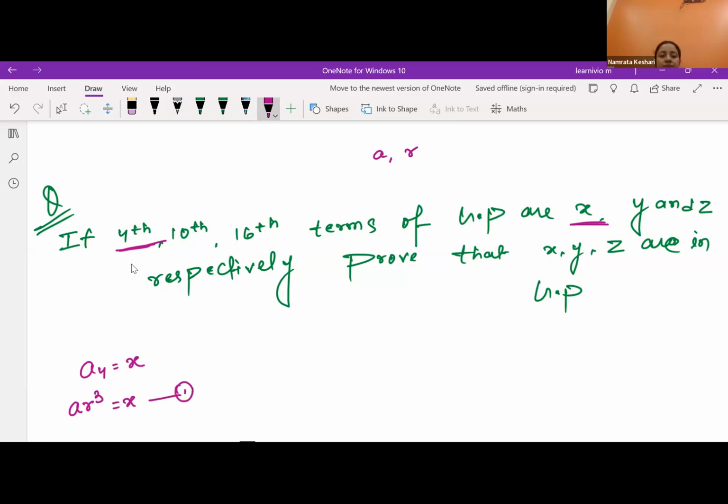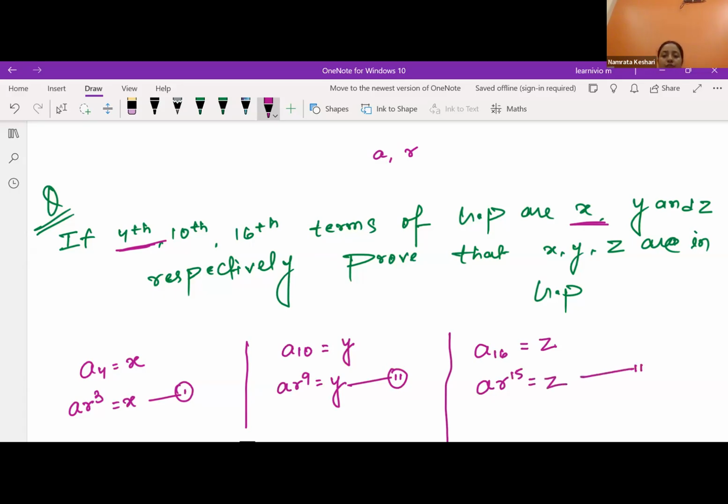Yes, ma'am. Okay. 10th term, A10, that is y. Now the 10th term according to the formula is A r to the power n minus 1. A is A, r is r, 10 minus 1 will be 9. That is y, equation number 2. Making sense? Yes, ma'am. Similarly, the 16th term is given to us as z. So we will write A r to the power n minus 1, that means 16 minus 1 is 15. That is z.